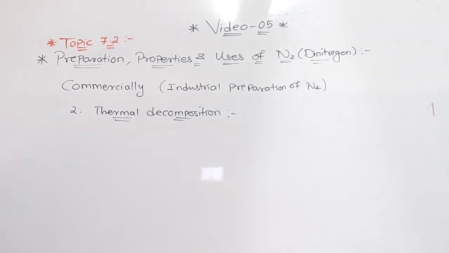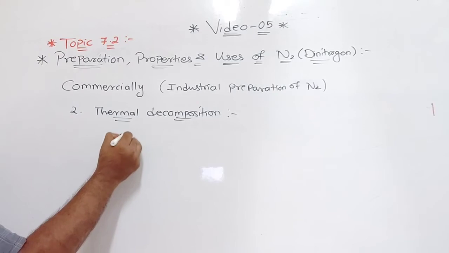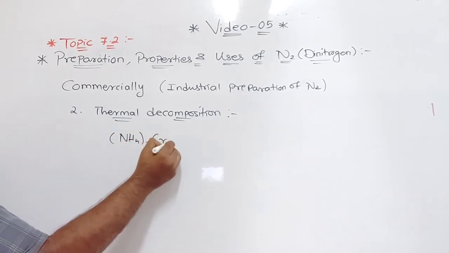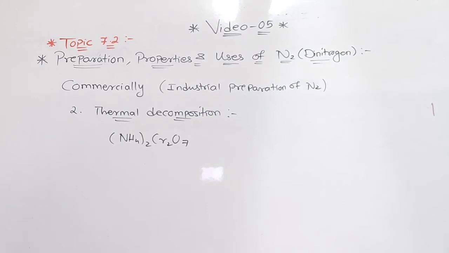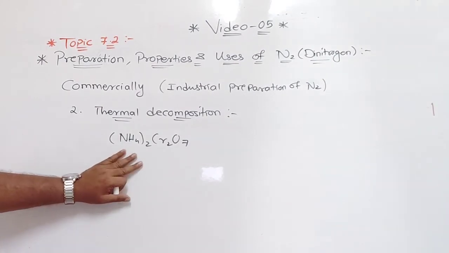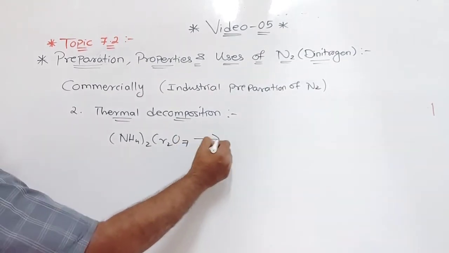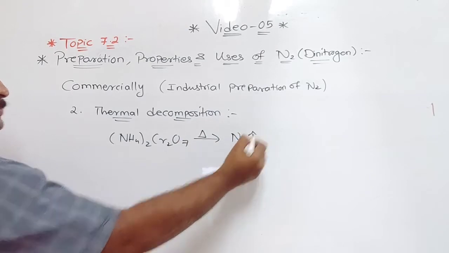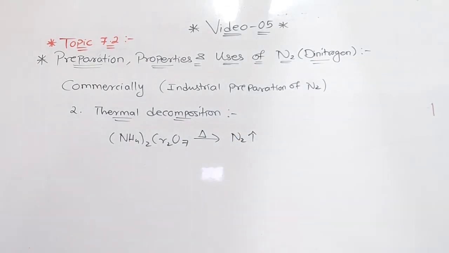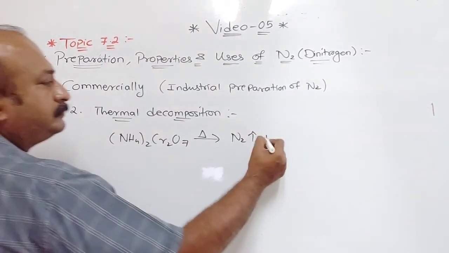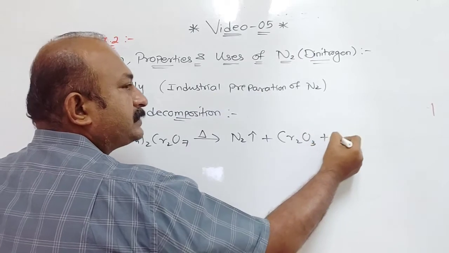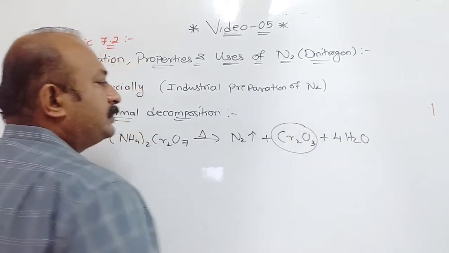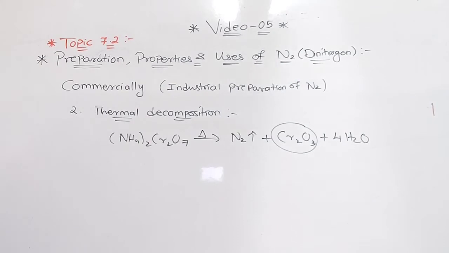We use ammonium dichromate. That is (NH4)2Cr2O7. When you heat this compound, you will get N2 gas. Not only N2, but we also get byproducts, Cr2O3 plus H2O. Understood? This is also a byproduct we get, chromium oxide, as we say. This is the second method.